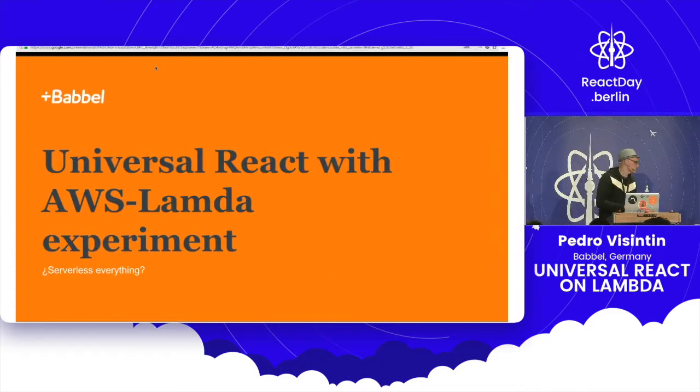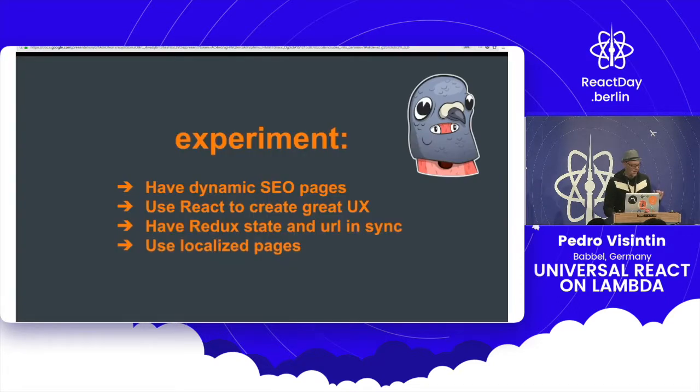I want to talk about one experiment that we are currently running in Bubble. Have you used Lambda? How many of you have used Lambda already? Not so many. Okay. And React isomorphic or universal, server-side rendering? Whoa. Okay. So this is the experiment that we want to run.